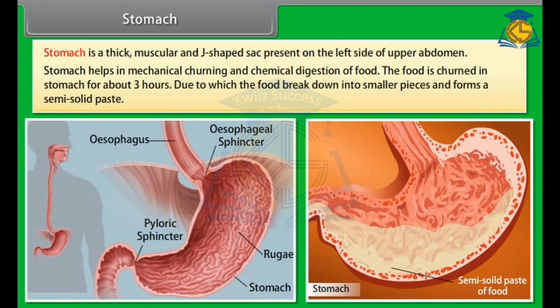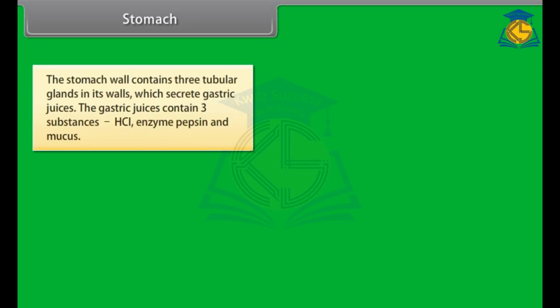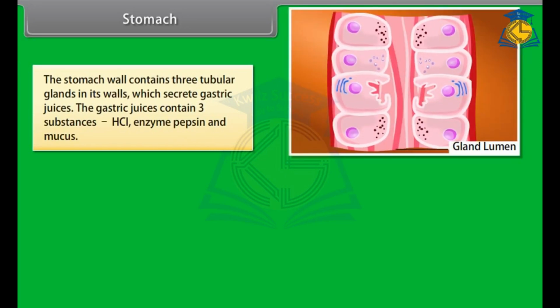The food is churned in the stomach for about 3 hours, due to which the food breaks down into smaller pieces and forms a semi-solid paste. The stomach wall contains 3 tubular glands in its walls which secrete gastric juices.